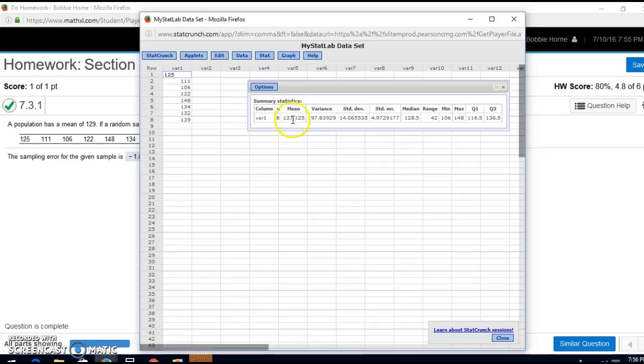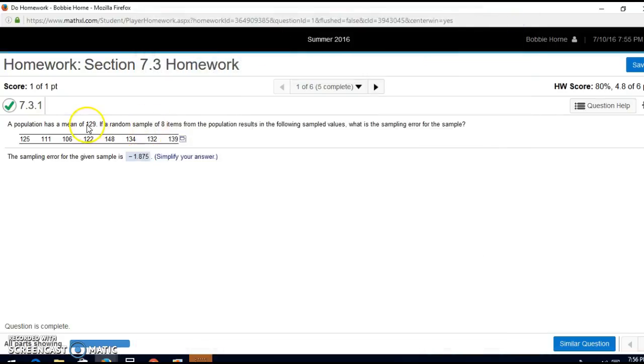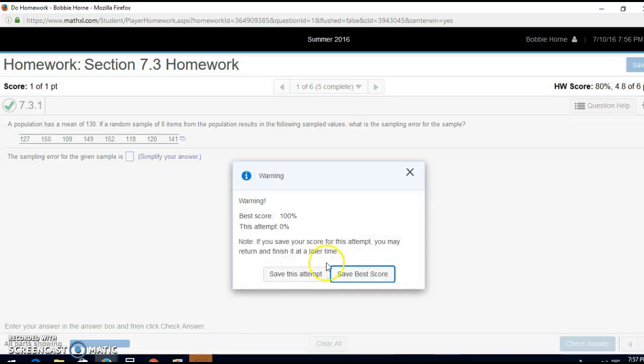So to get your sampling error, you would take 127.125 and subtract that from 129, and that is how you get this number right here. So that's basically all that you're doing on these types of problems. Okay, so moving on.